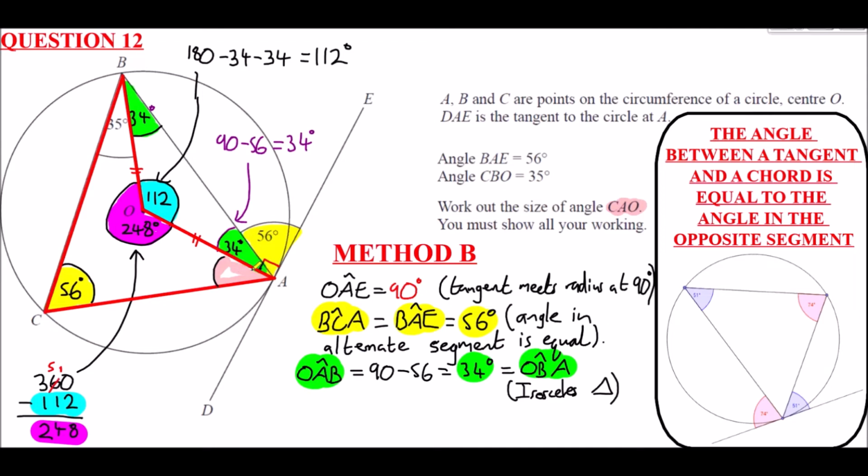So CAO will be 360 minus these other three. So the angle CAO will be 360 minus 248 minus 56 minus 35. So that's a bit of a calculation to do in its own right. Well, 360 minus 248 is 112. But another way we might want to do it is just to sum all these numbers that we're taking away.